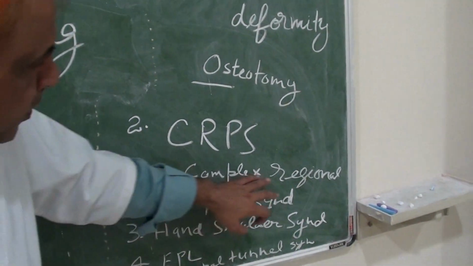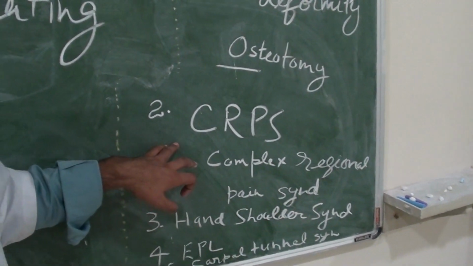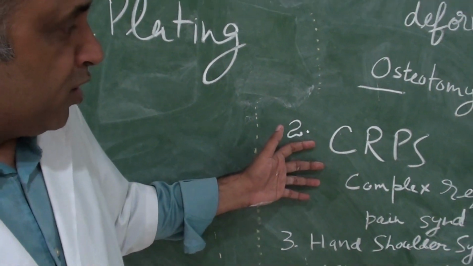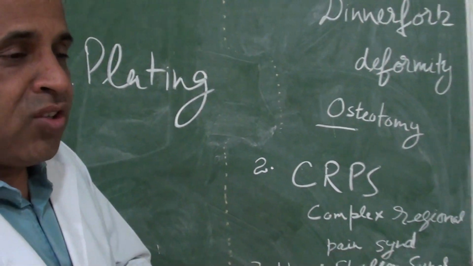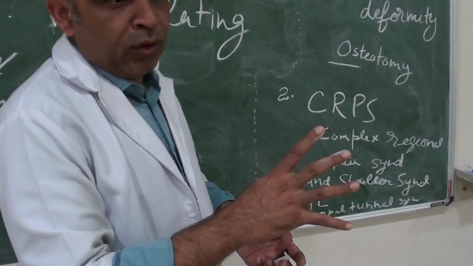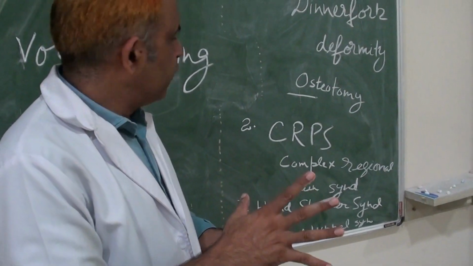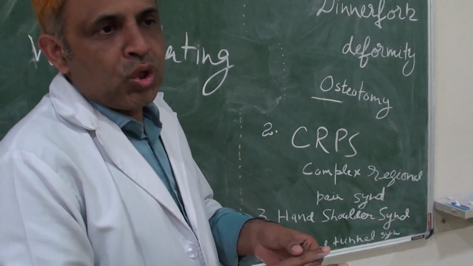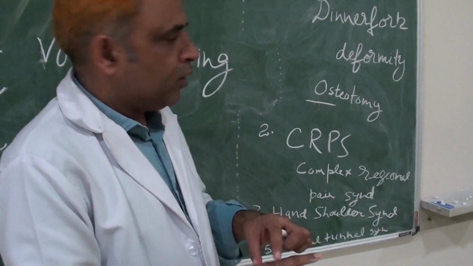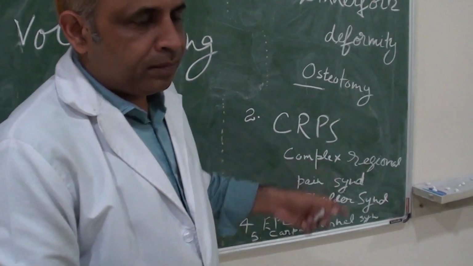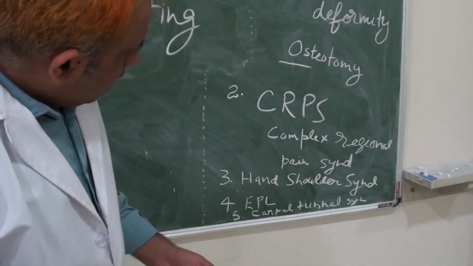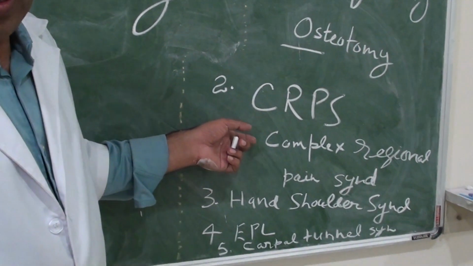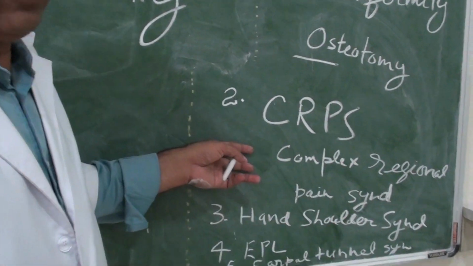CRPS is complex regional pain syndrome. Already discussed that the fracture is common in elderly females. These females are anxious, so this complication is more common in females because you apply plaster, then they don't do physiotherapy. You ask them to move the fingers, they will not do it, and then they will have tapering, swollen fingers with pain. This is complex regional pain syndrome. You don't know the exact cause why this occurs in some females and doesn't occur in others.